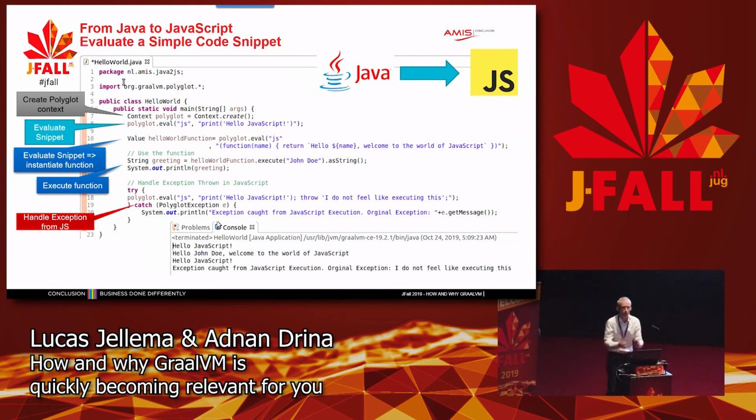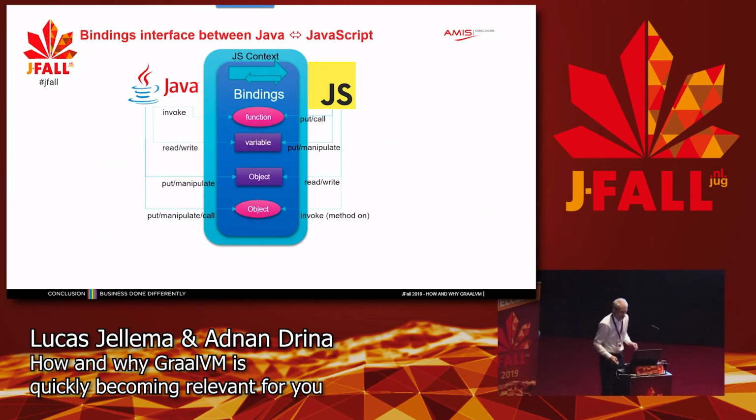We can do the same thing with Java to Python, Java to R, Java to Ruby, even Java to C, or Rust, or Swift. Here's this bindings object. As I said, it lives in the polyglot area between Java and all languages that you invoke from Java, and we use it to store functions and data objects. They can be executed from both ends.